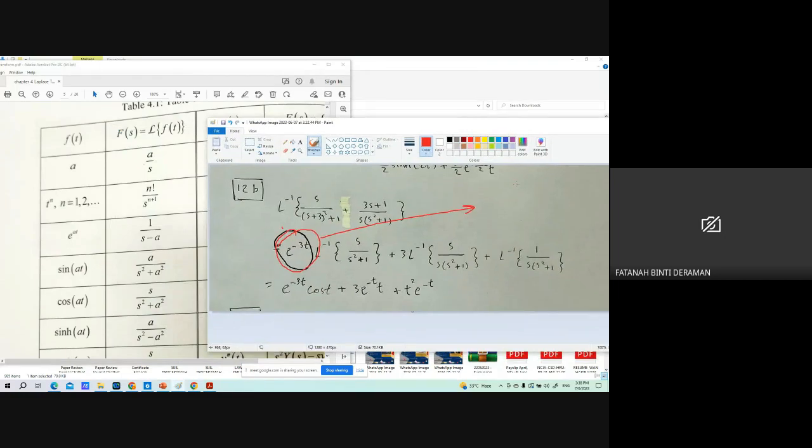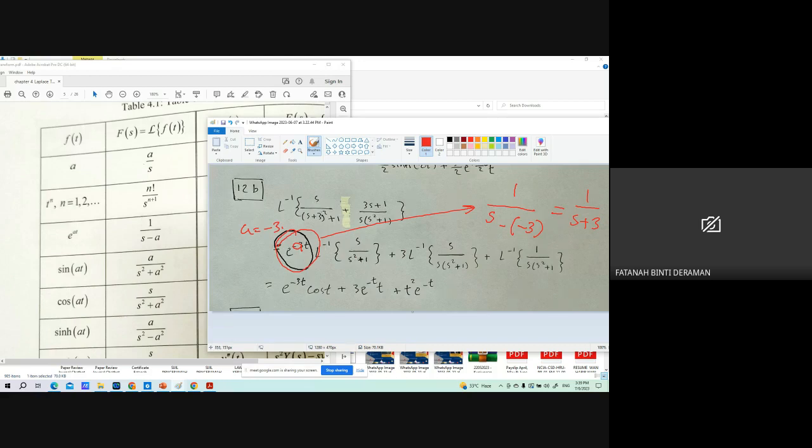So that means you will have 1 over s minus a, where a is whatever is in front of the t. Here a is negative 3, so you will have 1 over s plus 3. But after that you separate this s square plus 1.